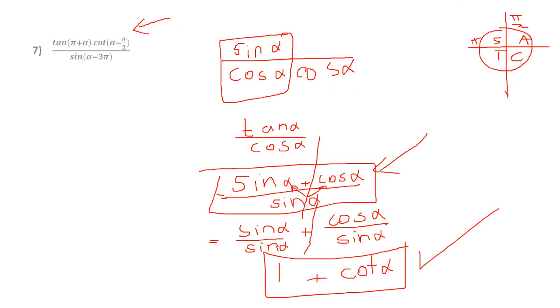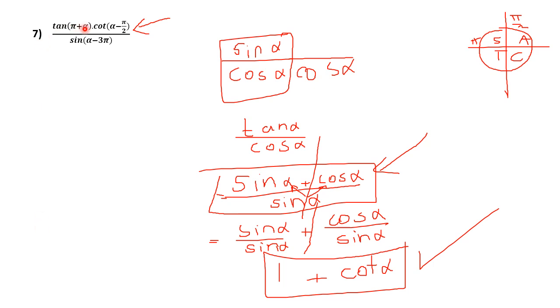And now we have number 7. Also, I'm going to draw the circle again. No, let us draw a better one. Okay, again. So this is the circle A, S, T, C, and we have pi over 2 and pi. Okay, let us start with the first one.